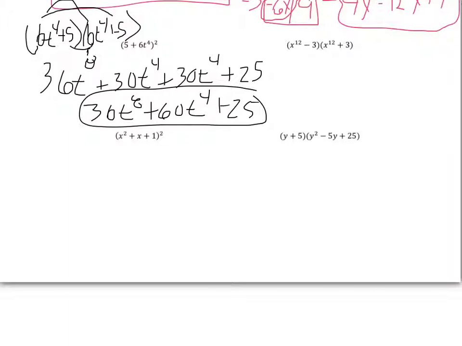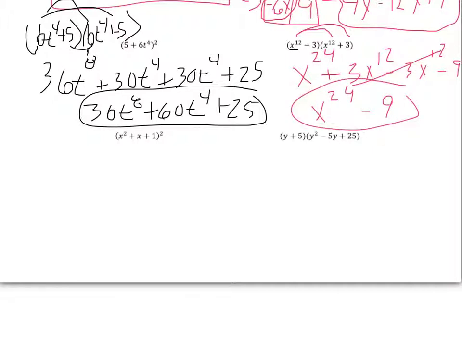So this next one we have, we're multiplying some conjugates, so it will be the first thing squared minus the second thing squared. We'll go ahead and FOIL this out just to see it. You could use a box if you wanted. So x to the 12th times x to the 12th is x to the 24th, because we're adding exponents. 3 times x to the 12th is 3x to the 12th. Inside, negative 3x to the 12th, and then finally last is negative 9. These cancel out. So we have our x to the 24th minus 9. And that's that right there.